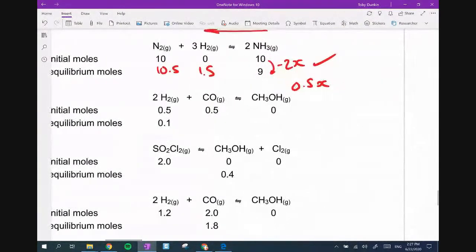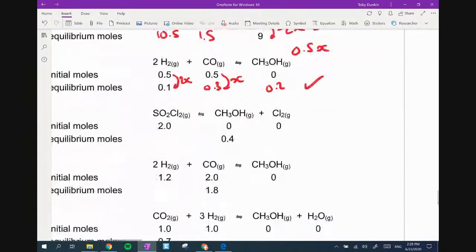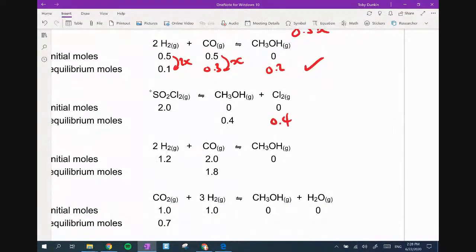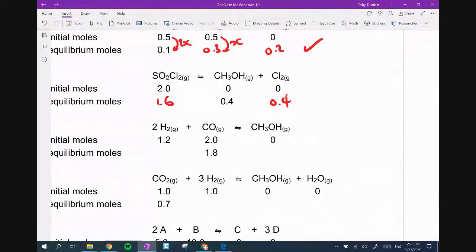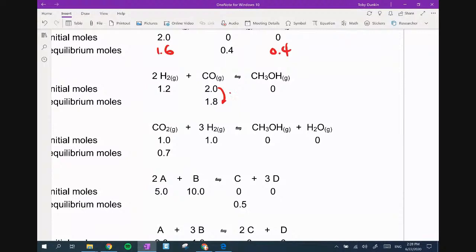Next, that one's gone down by 2x. That one's going to go down by 2x. That's gone down by 1x. 0.4, so 0.2, 0.3. This one's going to go up by 1x, 0.2. Tick them if you've got them. Next, this one's also going to go up by 0.4, and this one's going to go down by 0.4, 1 to 1 to 1. That's nice and easy. This one's gone down by 0.2. This one's going to go up by 0.2. This one's going to go down by 0.4, which brings me to 0.8. Tick them if you've got them.